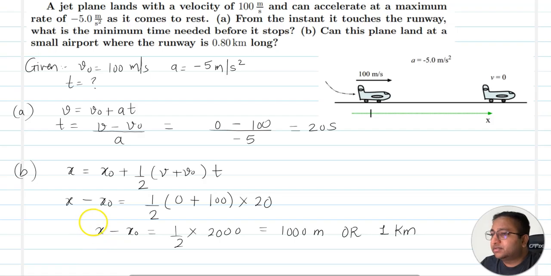Now this x minus x0 is nothing but the distance that is required for a successful landing of the jet plane, which is a minimum of 1 kilometer. So as the question says, can this plane land at a small airport where the runway is 0.8 kilometer long? The answer is no, because it requires a minimum of 1 kilometer of runway for a successful landing.